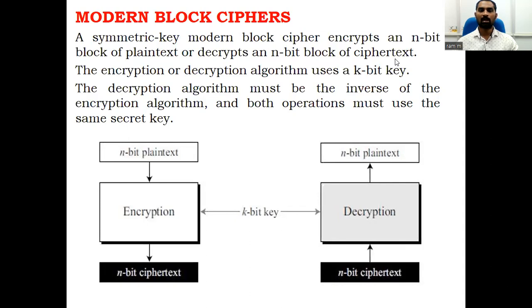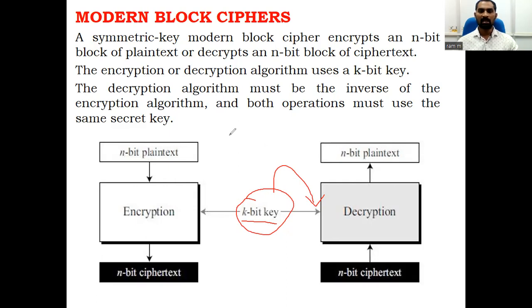One thing we need to remember about block ciphers is that we should use the same key on both sides, the sender side while we are encrypting and the receiver side. Whatever key we have used here, we are showing it as a k-bit key. The same k-bit key should also be used at the receiver end. The decryption algorithm must be the inverse of the encryption algorithm, and both operations must use the same secret key. Now, when you are considering block ciphers, the blocks that we consider should be of n bits.